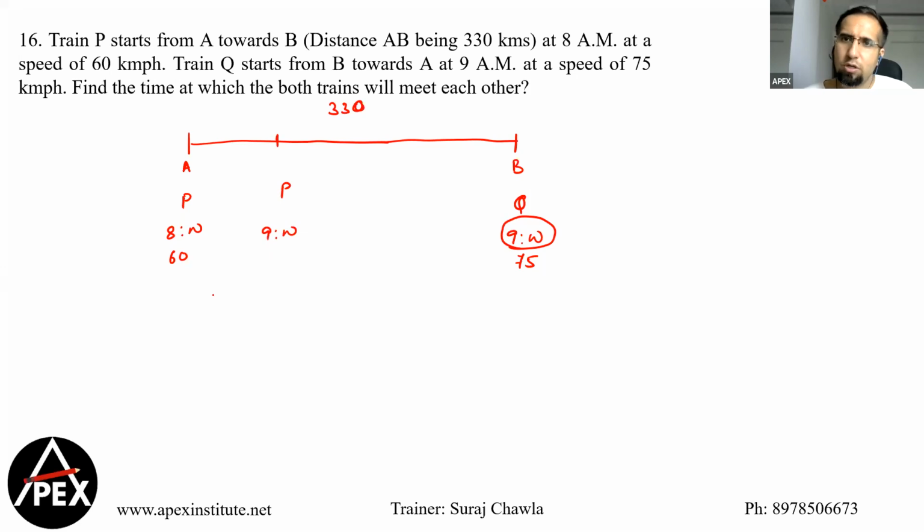So at 9 o'clock, P would have covered 1 hour and would have run at a speed of 60 kilometers an hour. That means at 9 o'clock, P would have crossed 60 kilometers, which means at 9 o'clock, can I say these two bodies are separated by a distance of 270 kilometers? Clear, guys?